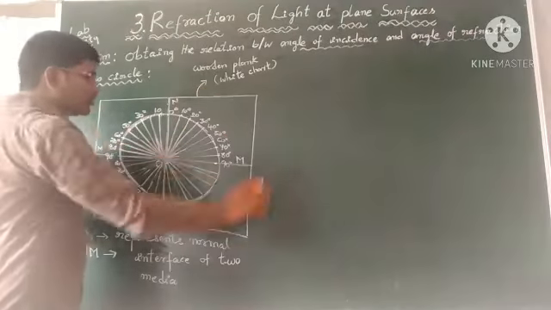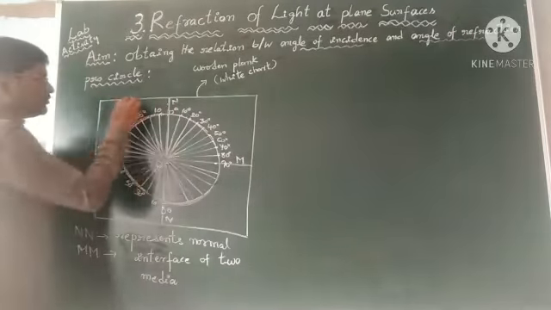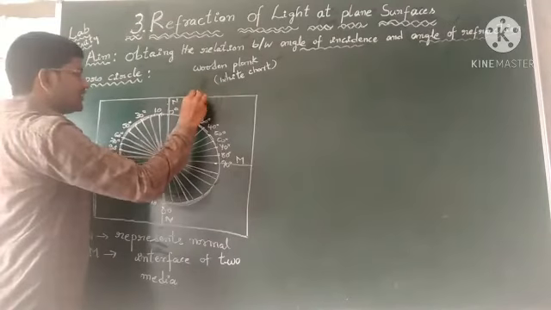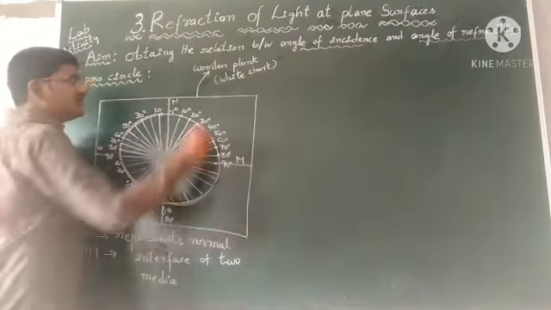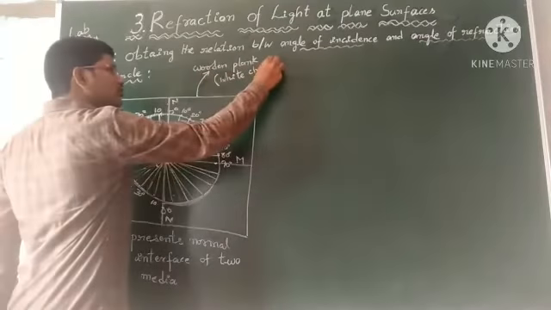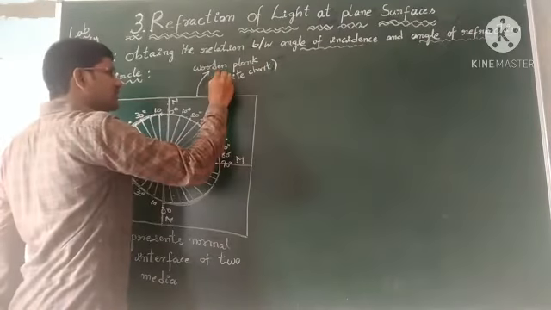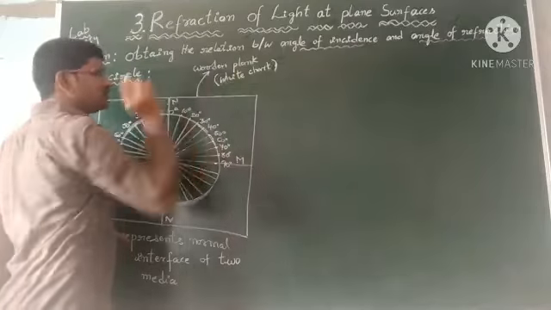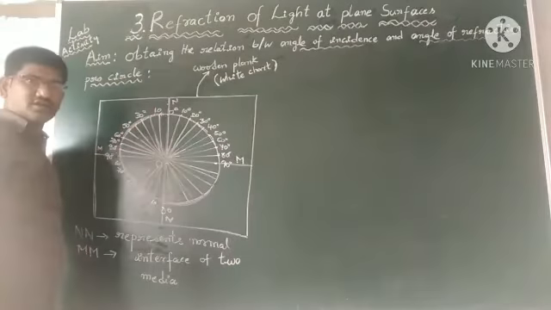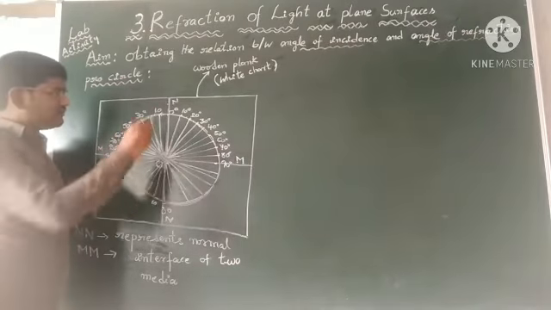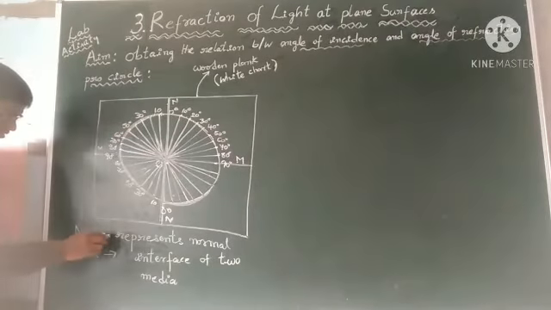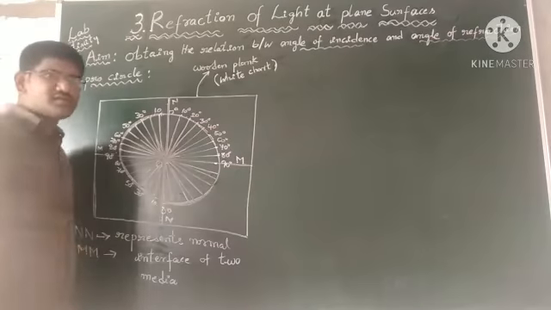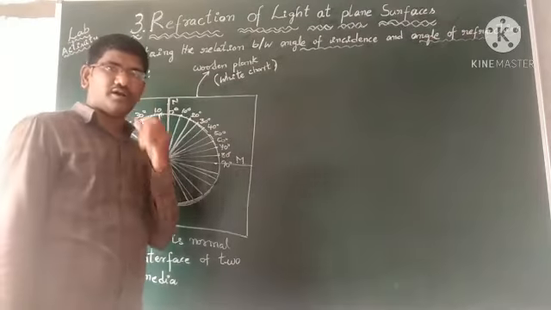So one chart we made. So what is this, my dear students? This is the wooden plank, and it is covered with what? Do you know? It is covered with a white chart. And remember that here NN represents the normal and MM represents the interface of two media.